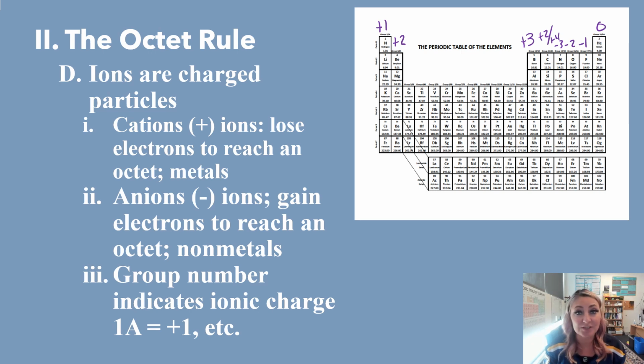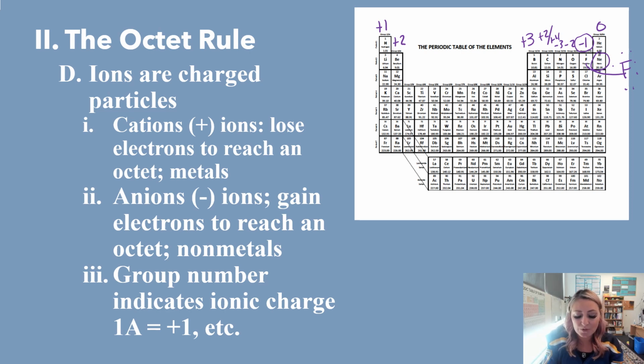Anions are negatively charged ions. They're gaining electrons. For instance, fluorine has 7 valence electrons. It will gain 1 electron to reach the same configuration as neon, the noble gas right next door. And when it does take on 1 extra negative charge or electron, it takes on a negative charge overall. So these are your nonmetals that are gaining electrons to reach their octet.